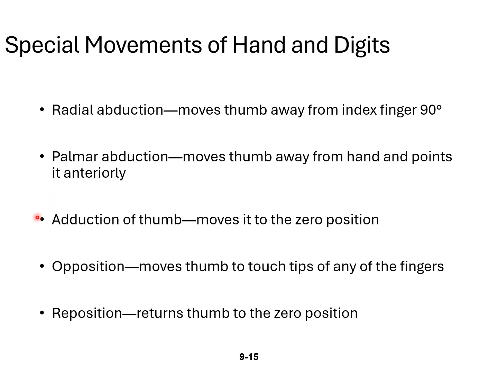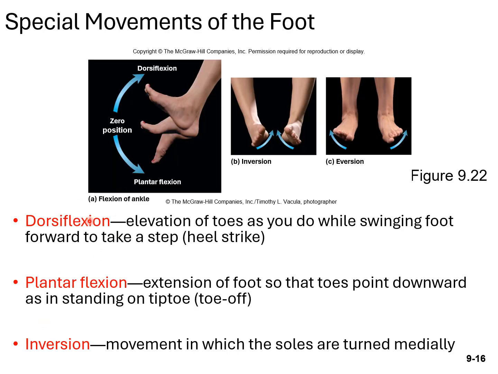To finish off, the foot. You have dorsal flexion. Dorsal flexion is going to be moving the toes up. Plantar flexion, moving the toes down. You can also have inversion. Inversion is rolling the ankle inward. Eversion is rolling the ankle outwards.